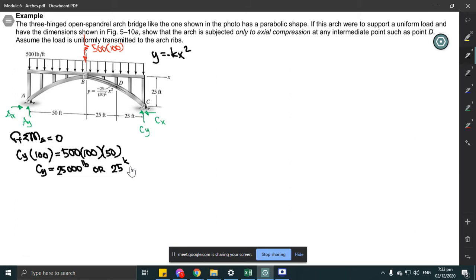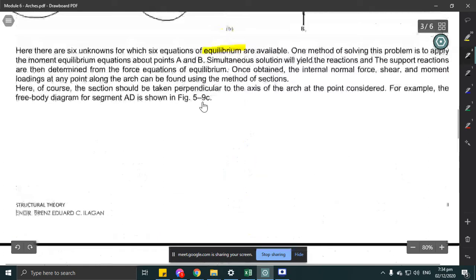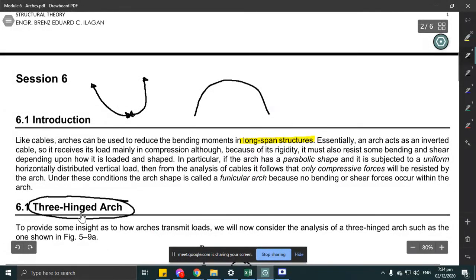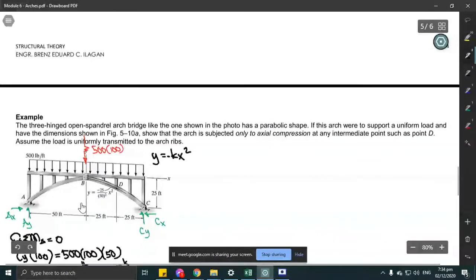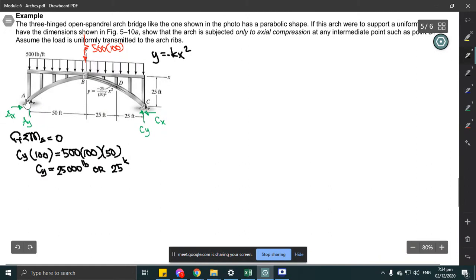Okay, so once meron na tayong value ng inyong reaction, Cy, this time, we will need to solve for the value of your Cx. So, paano natin magagawa yung value ng support reaction mo, Cx, dito sa point na to? So, ang gagawin natin, di ba, ito nga is 3-point hinge arc, or 3-hinge arc. So, ang pwede natin gawin, pwede mo siyang hatiin into 2 member.